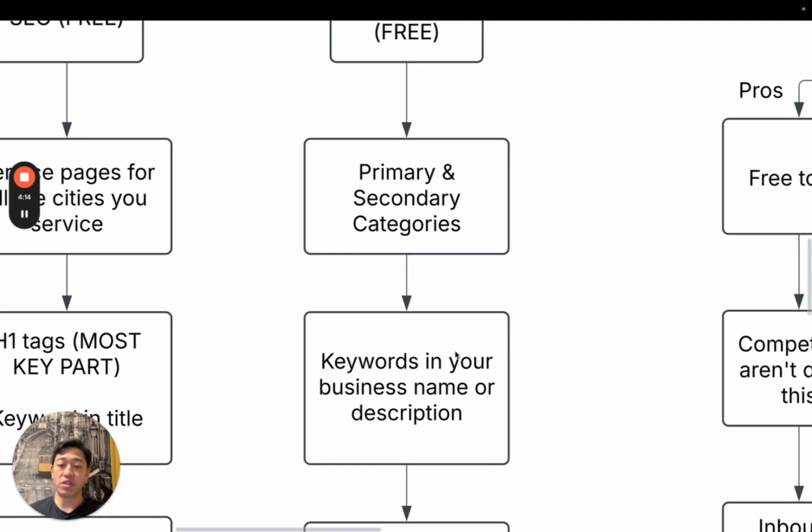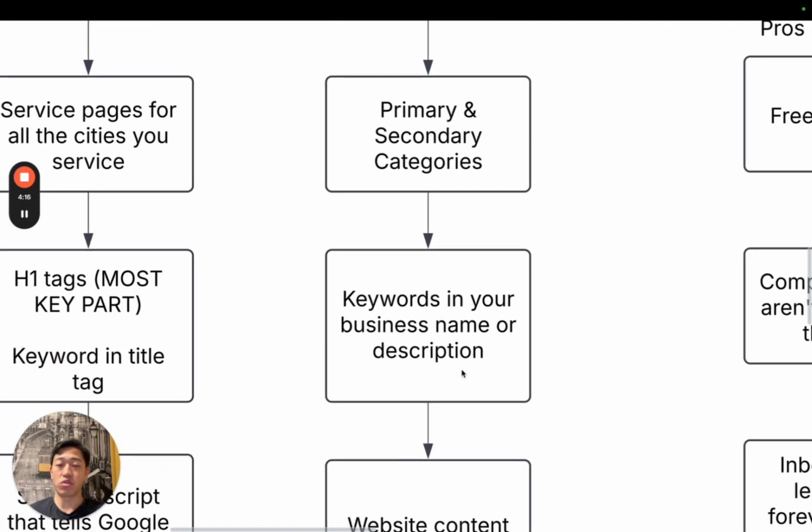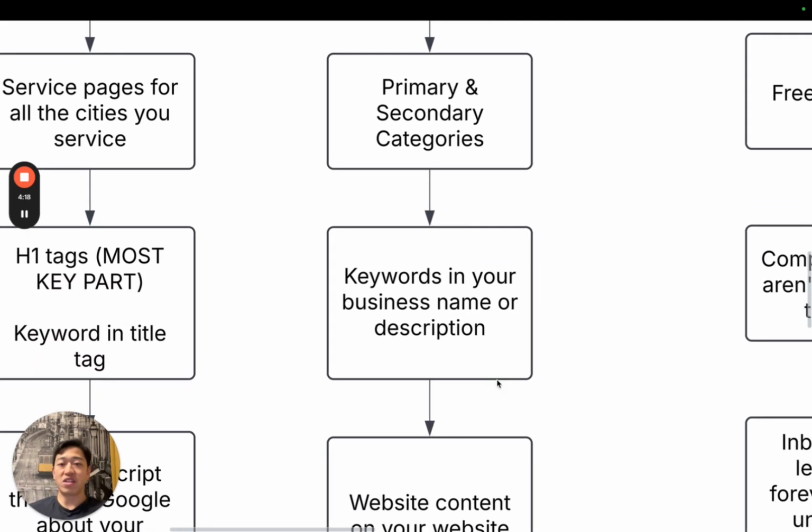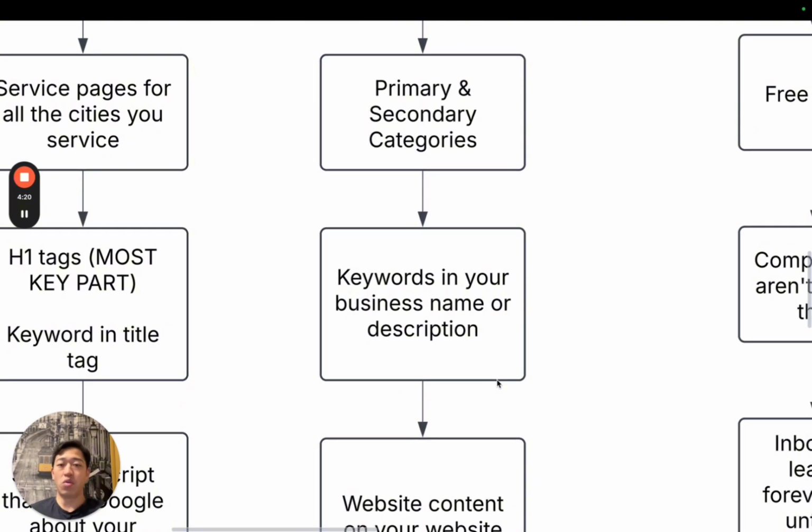And number two is the keywords in your business name or description. Here is where it gets a little bit tricky. If your LLC or your S Corp, your corporation doesn't have that keyword in your name, you can't really put it as your Google My Business name, but you can add it to the description. So make sure whatever service you're offering, add that to the description so Google actually knows what your company is about.